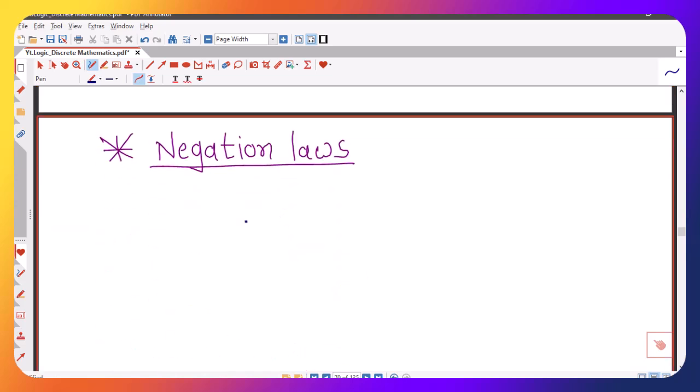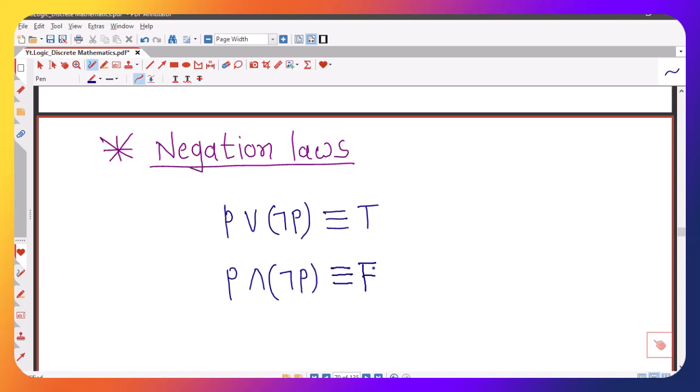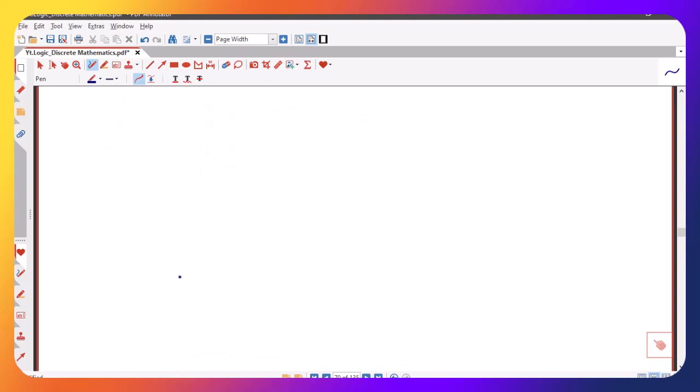Then we have negation laws. Suppose I combine P and negation P by the OR operator, then this is always equivalent to capital T, that is, a statement which is always true. And if I consider the AND operator between P and its negation, then that is always equivalent to a proposition which is always false. So these are the standard laws of logic, and you can see they are all similar to the laws which we study in set theory.